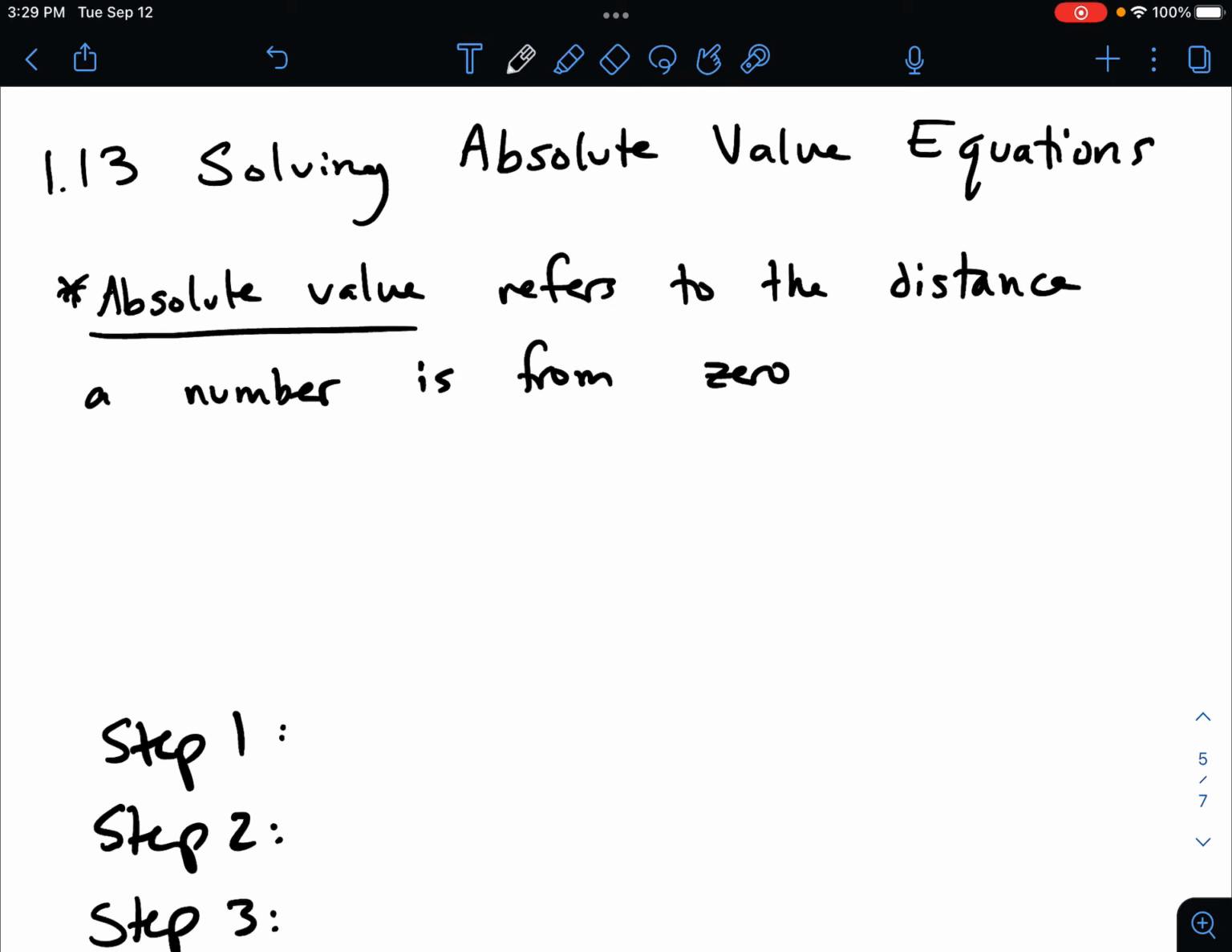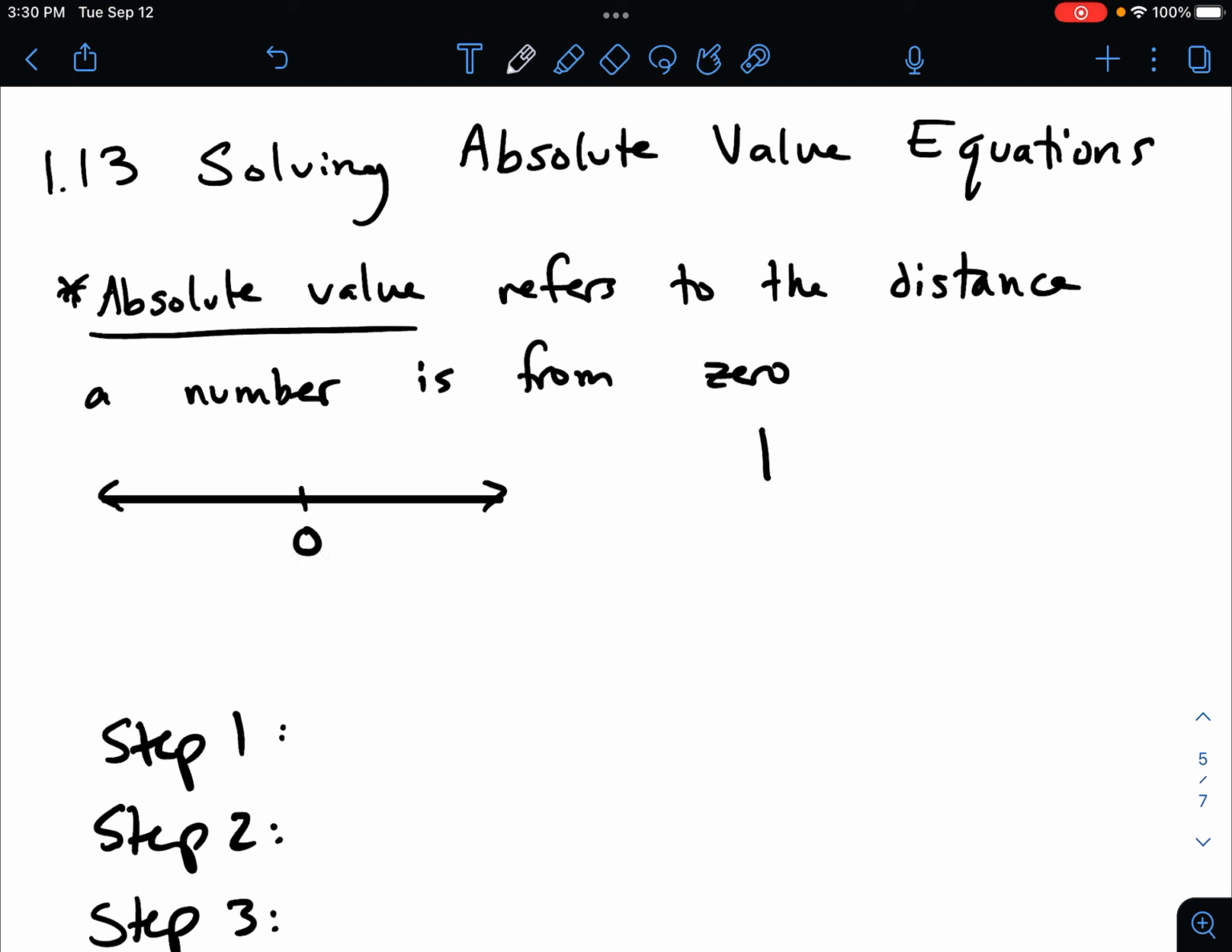So now in 1.13, we're talking about absolute value equations and how to solve them. And it's important to realize what an absolute value actually is, right? We're typically taught that an absolute value makes anything inside of it positive, right? And what it's really talking about, though, is the distance a number is from zero. So if I were to draw a number line to try to describe this visually, here we have 0.